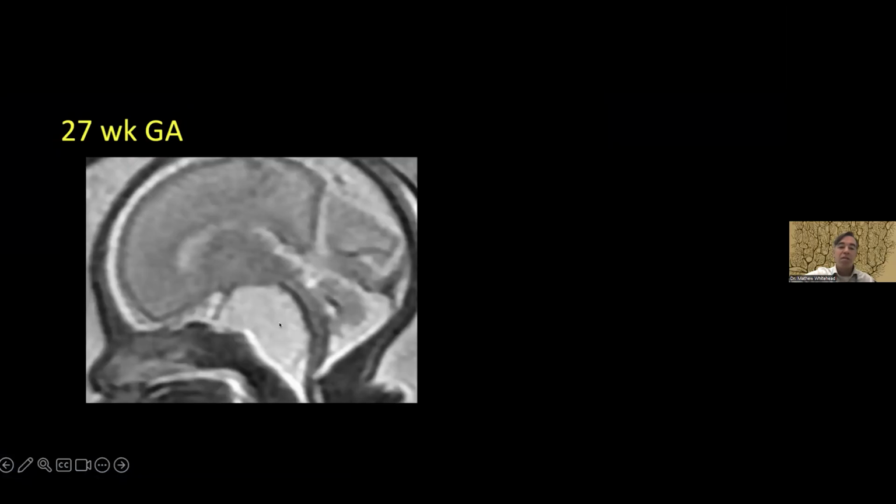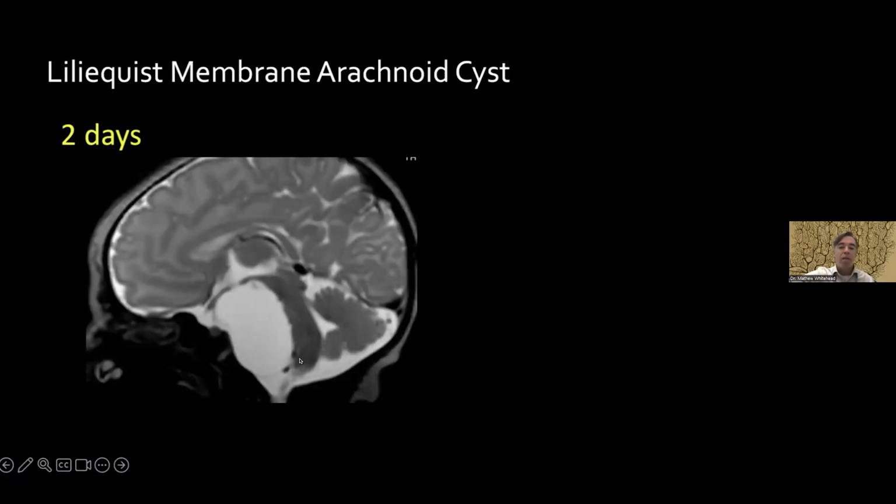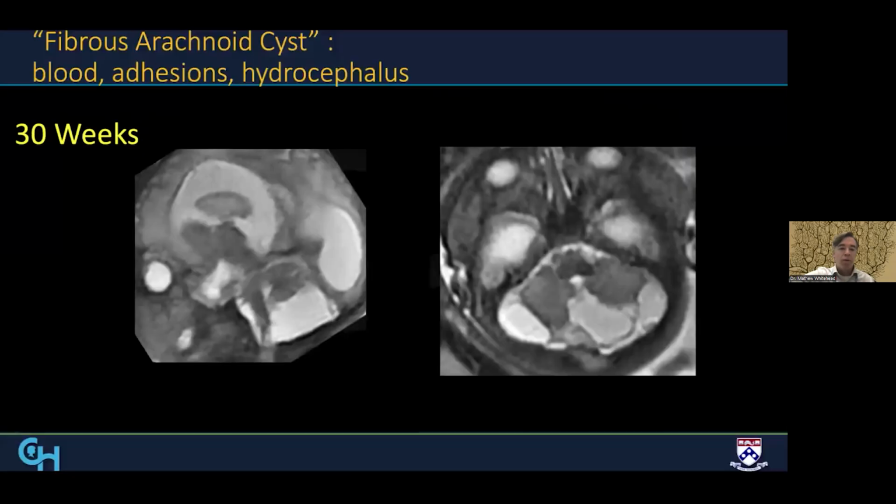Here's another cyst in front of the brainstem displacing it posteriorly. This is in the anatomic location of the membrane of Liliequist. So this is a membrane of Liliequist arachnoid cyst. Unlike other cysts, these often stay stable over time. And despite the marked mass effect, these patients can remain asymptomatic. This was unchanged in the neonatal period, and there was no restricted diffusion, ruling out an epidermoid cyst.